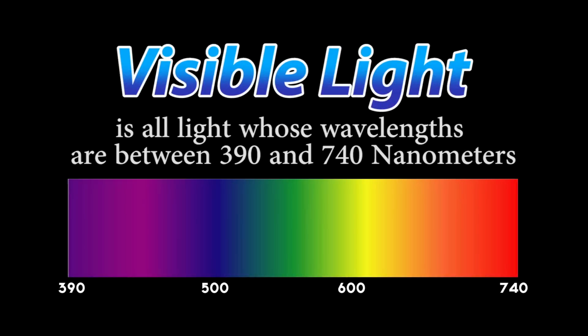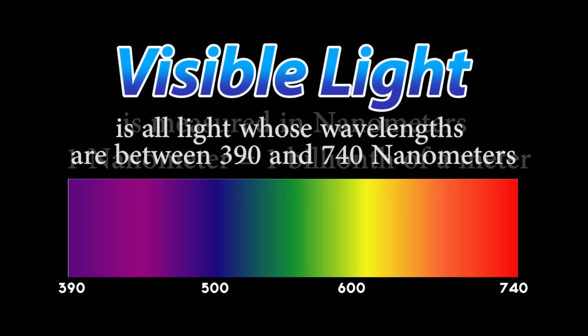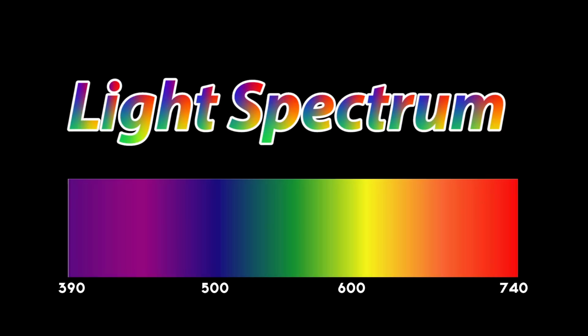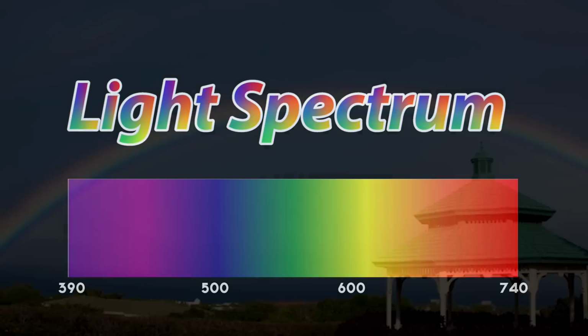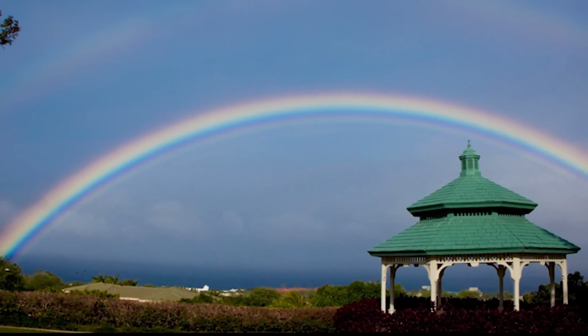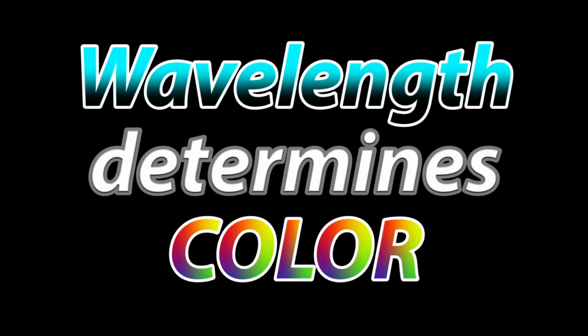Visible light is all of the light whose wavelengths fall between around 390 nanometers to 740 nanometers, with a nanometer being 1/billionth of a meter in length. All the light in this range, from purple to red, is called the light spectrum. And we can see the light spectrum naturally occurring in rainbows.